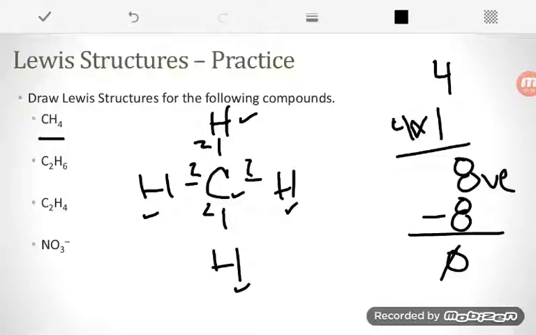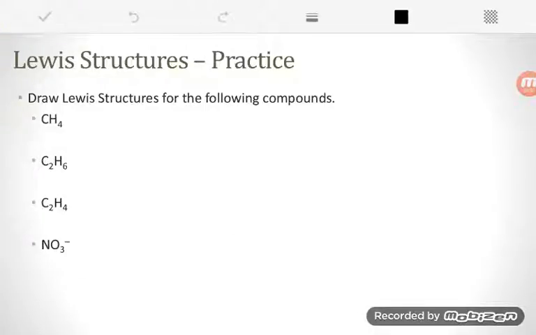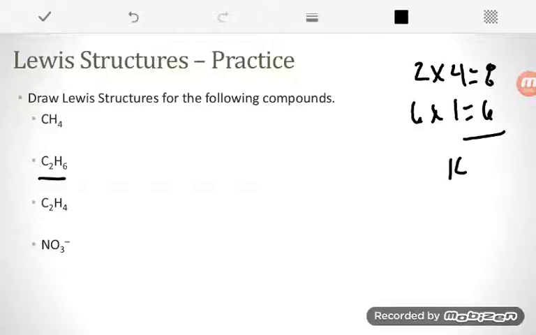Let's try a little bit of a harder one. Let's try C2H6. So now I have 2 carbons. Each one has 4 electrons. And I have 6 hydrogens, and each one has 1 electron. So I have 8 here, I have 6 here, so I have 14 valence electrons total. Now I'm going to draw the structure. Again, the carbons have to go in the middle. I'll connect them. And then I have 6 hydrogens, so I'm going to just evenly distribute them around.